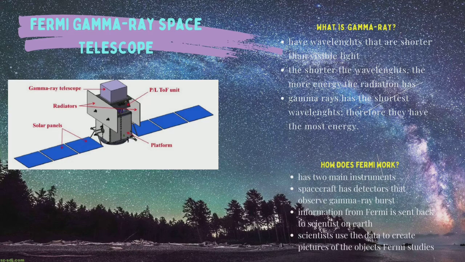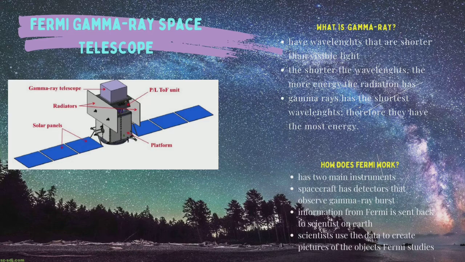So, how does Fermi work? The Fermi telescope has two main instruments. It has a large telescope that finds gamma rays with 10 million to more than 300 billion times the energy of visible light. The spacecraft also has detectors that observe gamma ray bursts. Gamma ray bursts are brief flashes of gamma rays. Scientists think most of these bursts come from exploding stars that become black holes as their cores collapse.